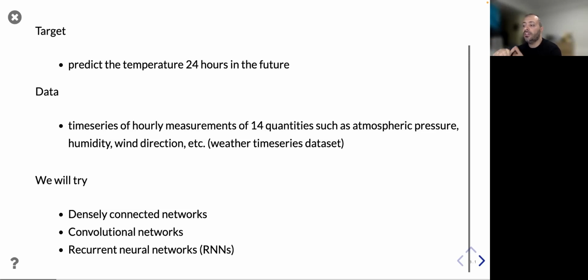So first of all, densely connected networks. We have already seen this in all the previous tasks. We will try this here to see what would be the baseline. Then we will move to convolution networks, so 1D convolution layers. And then we will introduce the new ones, the recurrent neural networks, and we will see how they work and if they get any better results or not.